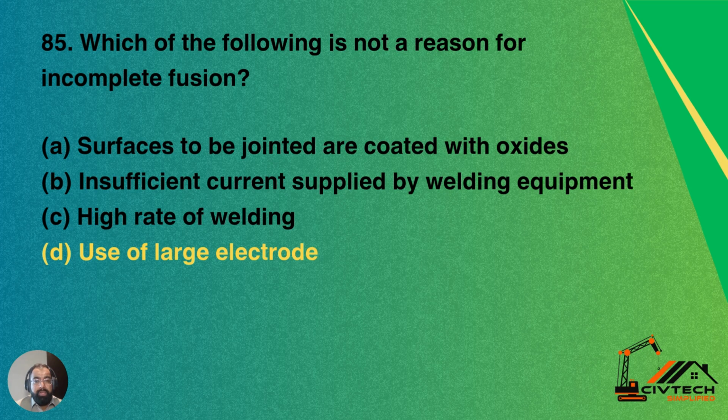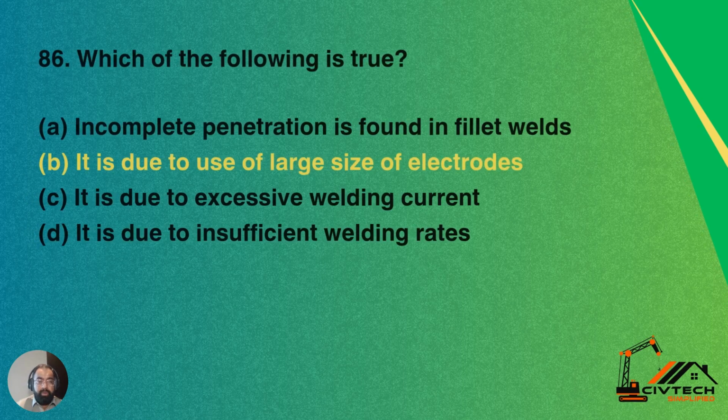Question 85. Which of the following is not a reason for incomplete fusion? Option A, surfaces to be joined are coated with oxides. Option B, insufficient current supplied by welding equipment. C, high rate of welding. D, use of large electrode. So D here is the correct answer, use of large electrode.